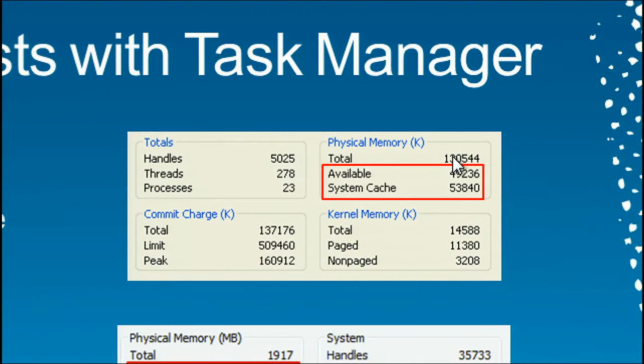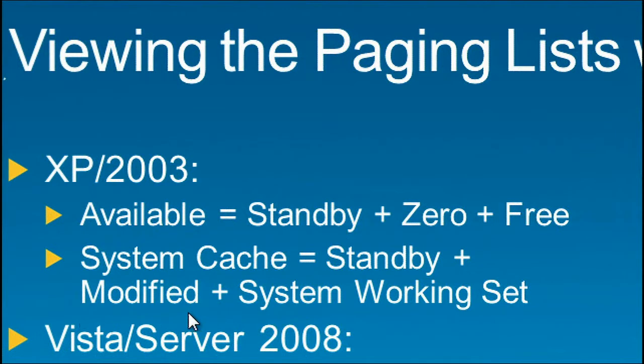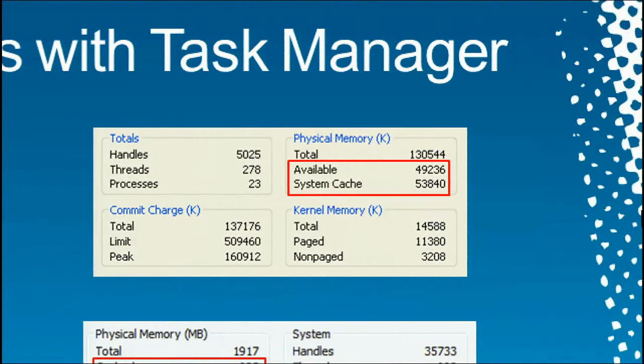System cache. System cache is the sum of the standby list plus the modified page list plus one of the working sets. The system working set counts as cache for some reason. And that is what shows up in that system cache value over here. So that's some of those lists too. The standby list is counted in both of those.